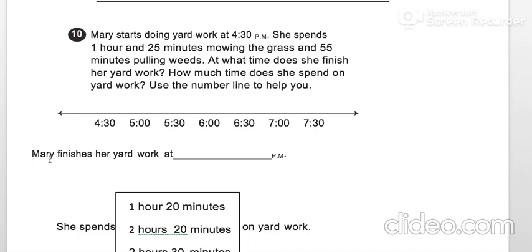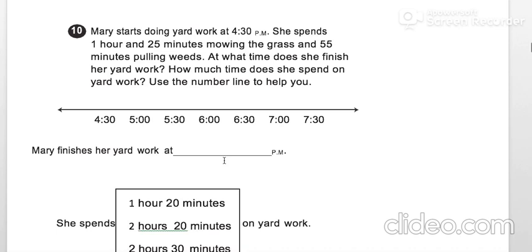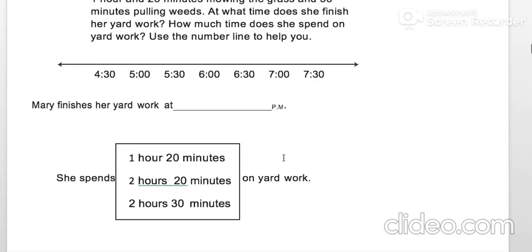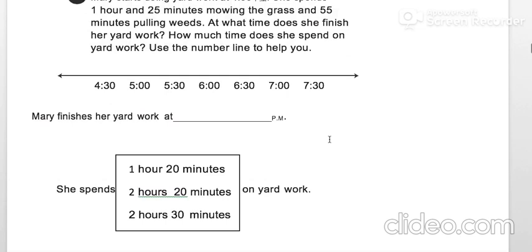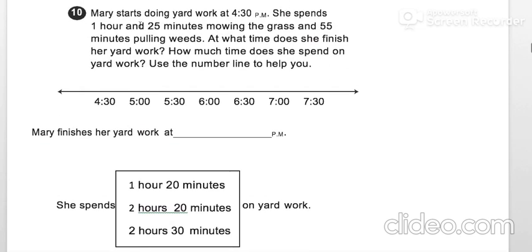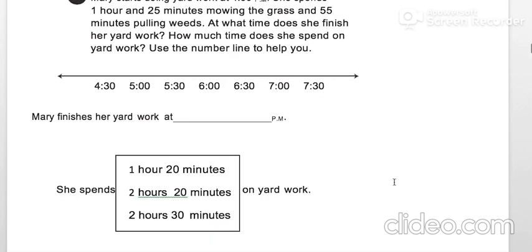On this line, you're going to tell what time she finishes her work at. She finishes her yard work at blank p.m. You write the answer in. And how much time in total did she spend on yard work? So she spends 1 hour and 25 minutes mowing the grass and 55 minutes pulling weeds. Here's a hint. How much time in total did she spend on yard work? That's going to be your answer here. You're going to circle one of the choices in the box.